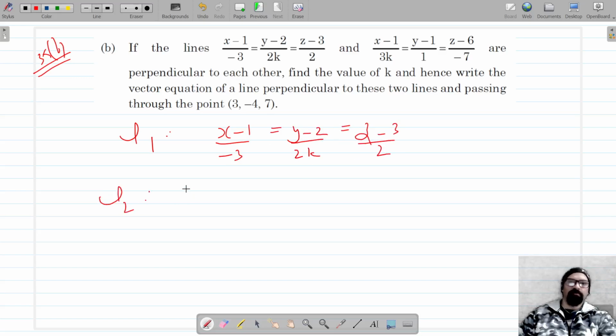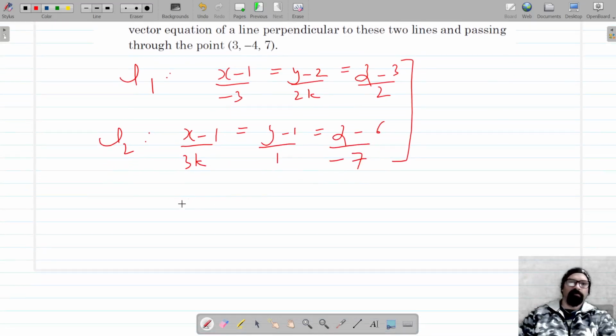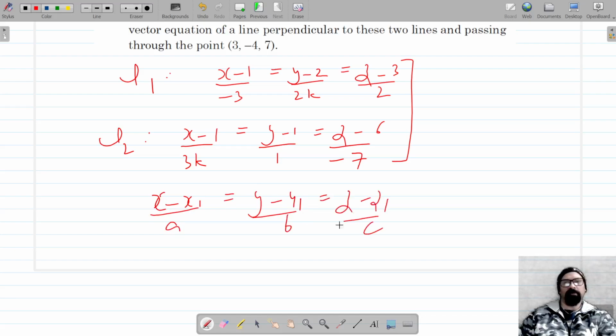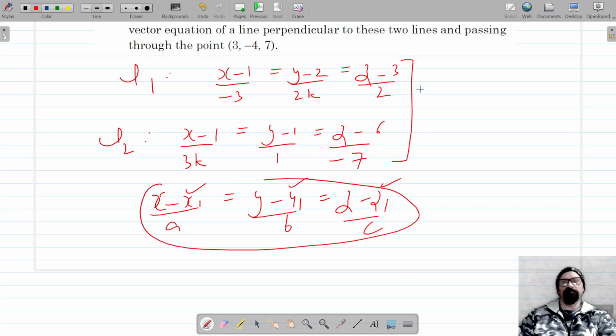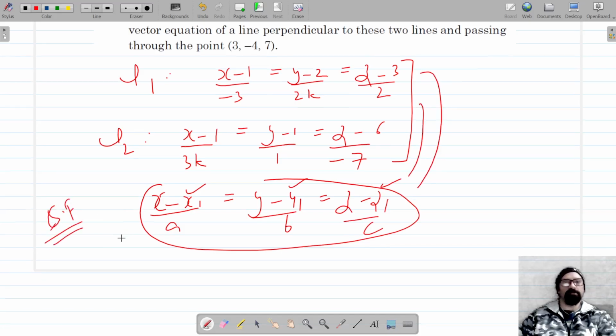And another line L2 is (x minus 1) by 3k is equal to (y minus 1) by 1 is equal to (z minus 6) by -7. Both these lines are in the standard form, because the Cartesian equation of a line is (x minus x1) by a is equal to (y minus y1) by b is equal to (z minus z1) by c, where x1, y1, and z1 are the coordinates of the point through which the line is passing. This is the standard form of the equation of the line in Cartesian form.